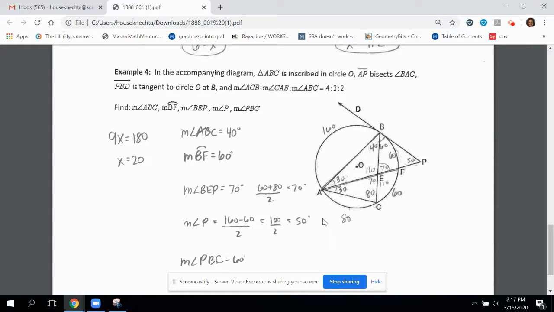And then lastly, they wanted me to find angle PBC, which I'll remind you is a tangent and a chord angle. Therefore, it is half the measure of the arc right here that it intercepts. So I already had this piece of that arc. I know this piece, though, is going to be double the associated inscribed angle. So technically, the arc was 120. Half of that leaves me with 60.